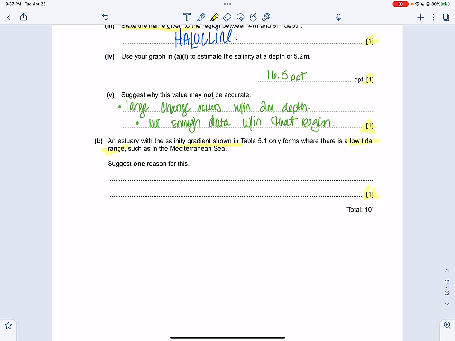And the reason for this is that you're not going to have as much mixing. The difference between your high and low tide is low, and you're not going to have as much mixing. So there's going to be a constant flow of a little bit more seawater. So perhaps you have a longer period of time for evaporation to occur.